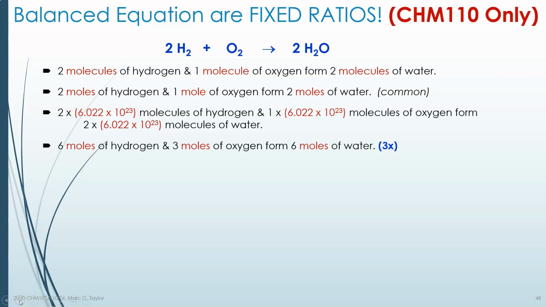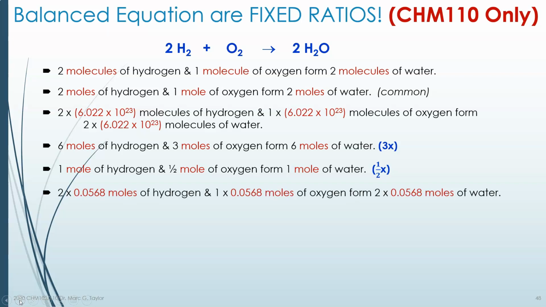Or we could say, we could triple everything. We could say this means that there are 6 moles of hydrogen and 3 moles of oxygen would make 6 moles of water. We could cut it in half. 1 mole of hydrogen plus a half a mole of oxygen makes 1 mole of water. It doesn't really matter what we use. We can even use really odd-looking numbers.